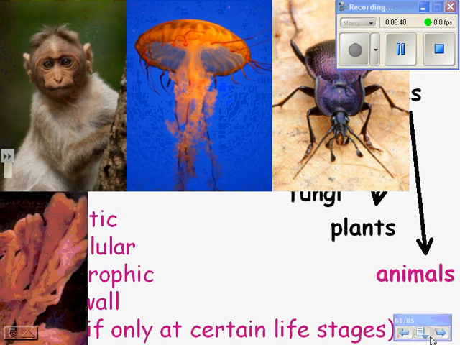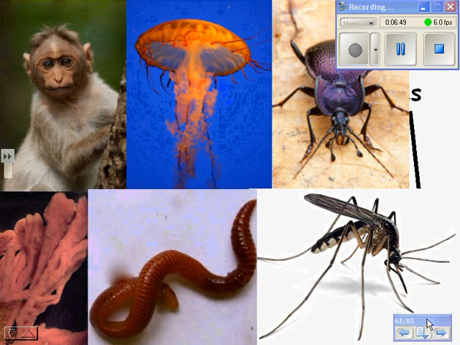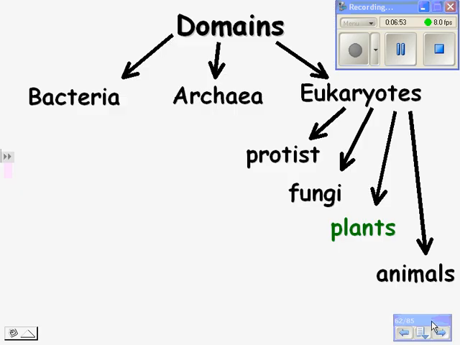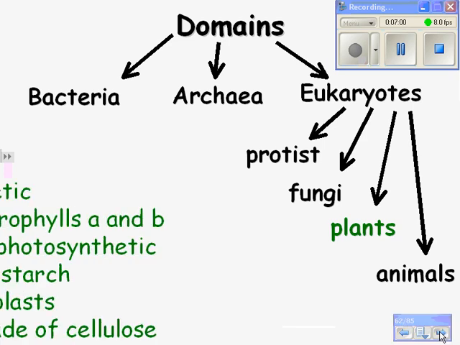This, I don't know if that's a coral or a sponge. I think it's a sponge, which would be the simplest type of animal. There's a worm, and there's a mosquito. So these are all types of animals. The next one, so we did animals, the next one are plants. Okay, so we're looking at plants.